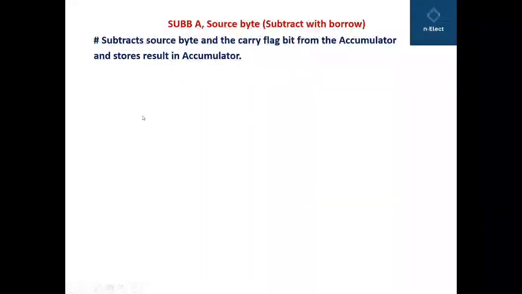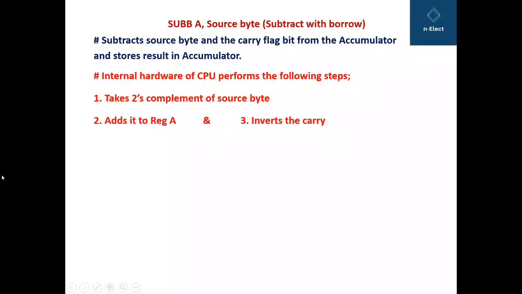Then we are moving on to SUBB A, source byte. This is subtract with borrow. It subtracts the source byte and the carry flag bit from the accumulator and stores the result in the accumulator. Here the internal hardware of the CPU performs the following steps. Keep in mind that the CPU takes the 2's complement of the source byte, then adds it to register A and inverts the carry.